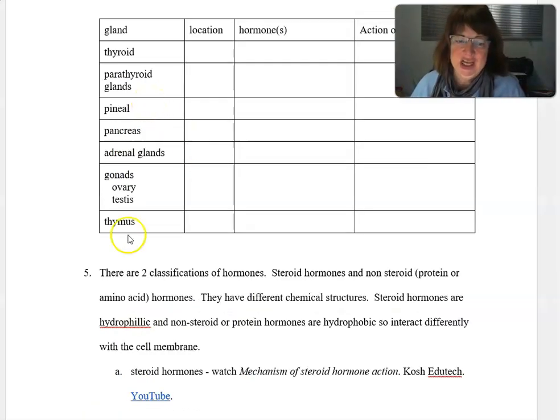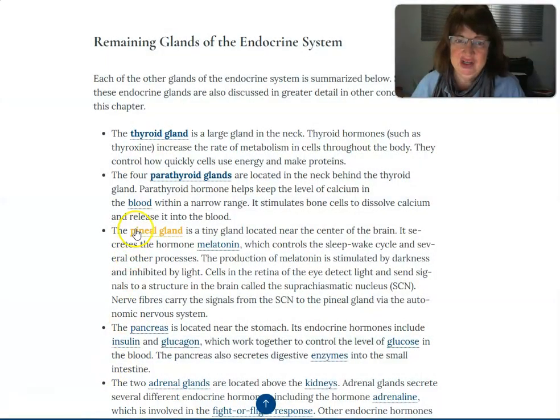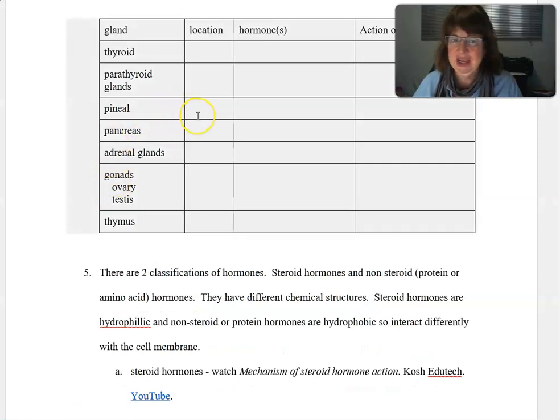Okay, next is the pineal gland, and for the information on the pineal gland, we have to jump back to 9.2, and here is the pineal gland information. The pineal gland is a tiny gland located near the center of the brain. It releases the hormone melatonin, which controls the sleep-wake cycle, and it is stimulated by darkness. So that's why if you're not getting good sleep, you need to have darkness. This is also another reason why when it's dark outside when you get up and dark when you come back from work or school, you get sleepy because of the darkness. So if we look at this, the pineal gland is located in the central part of the brain. It releases the hormone melatonin, and the action is to control the sleep-wake cycle.